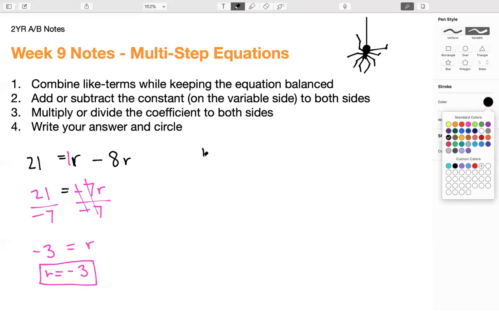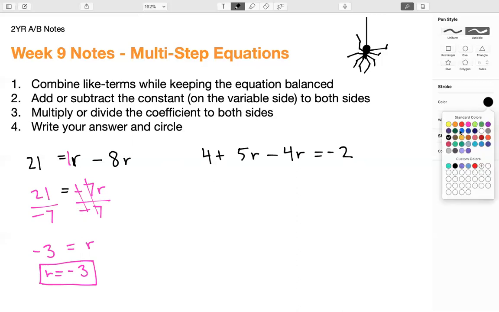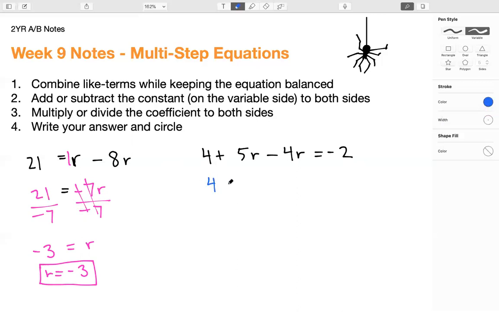So we're going to have 4 plus 5r minus 4r equals negative 2. Again, first thing we want to do is combine our like terms. And while we do that, we need to keep the equation balanced. Now, we don't have to worry so much about balancing here because everything's on the left side that can be combined. So 4, and then that's 5 minus 4, so that's 1. So 1r, or r, you don't have to write the 1, equals negative 2.